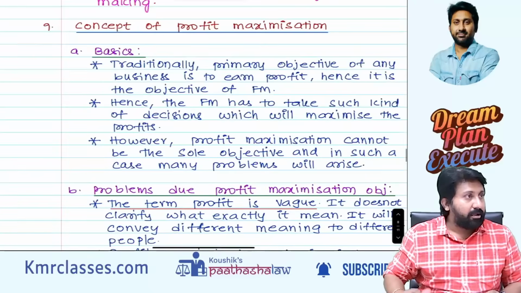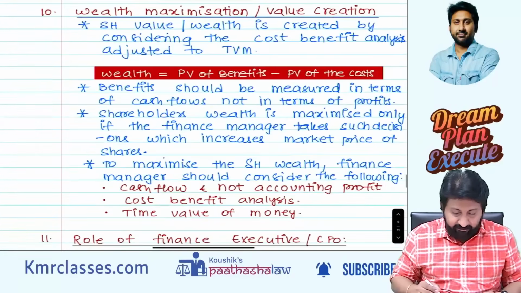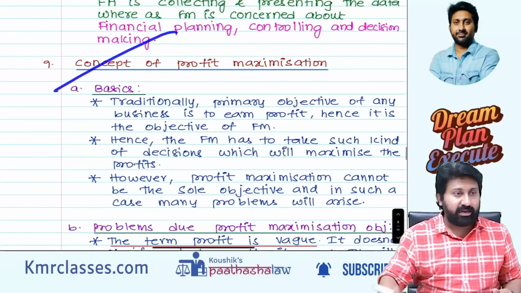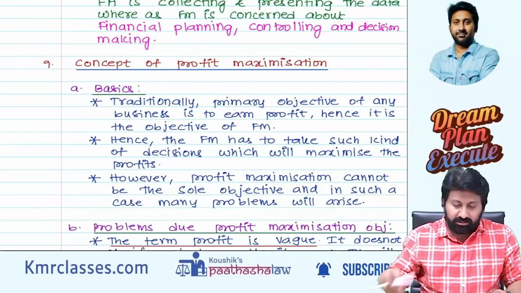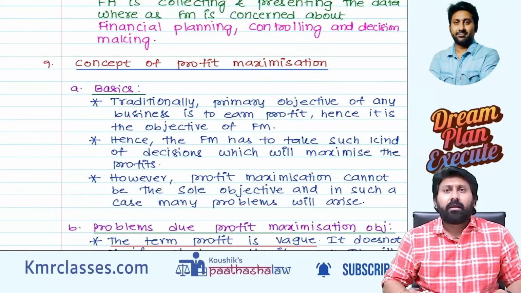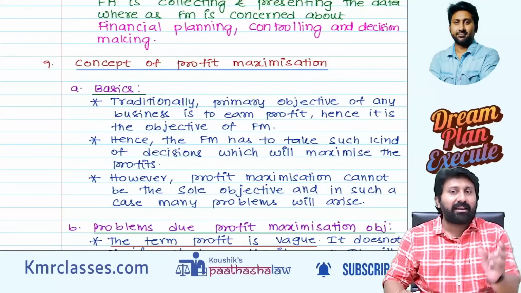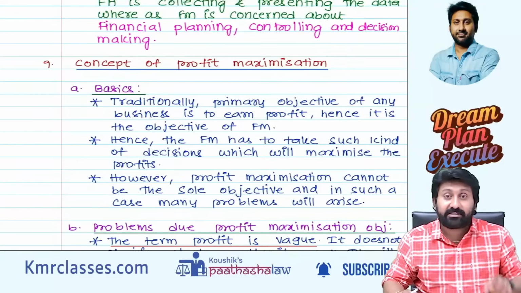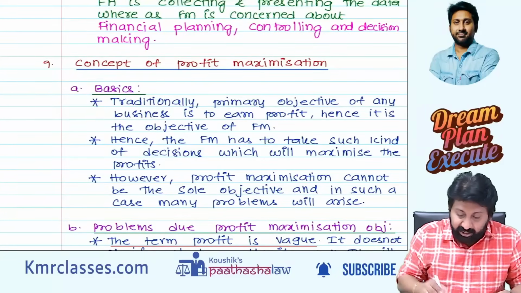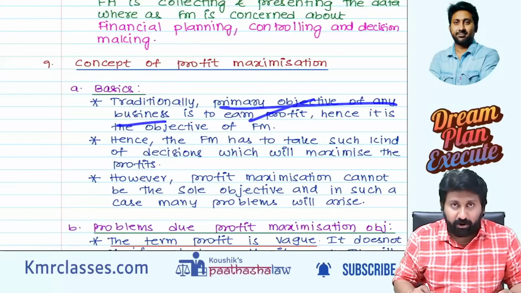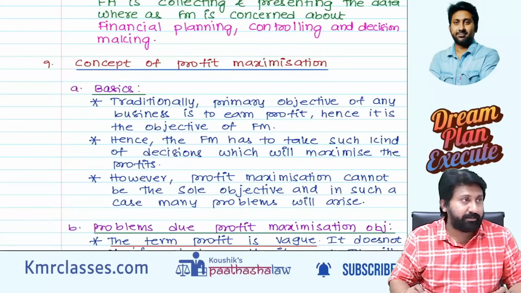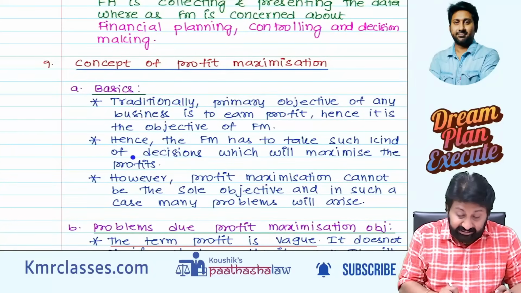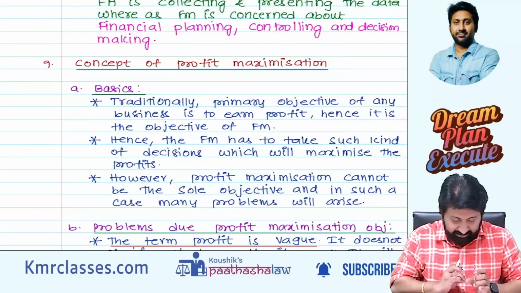Final touch. Profit maximization, wealth maximization. 9 and 10 combined, we can read and complete. Okay. Let's begin. So see, the concept of profit maximization. Profit, you know, in the P&L the last element is called profit. Originally, the more profit, the better the company is. That is the objective of financial management. Traditionally, the primary objective of the business is to earn profit. Hence, it is the objective of financial management. Hence, financial management has to take such kinds of decisions which will maximize the profit.